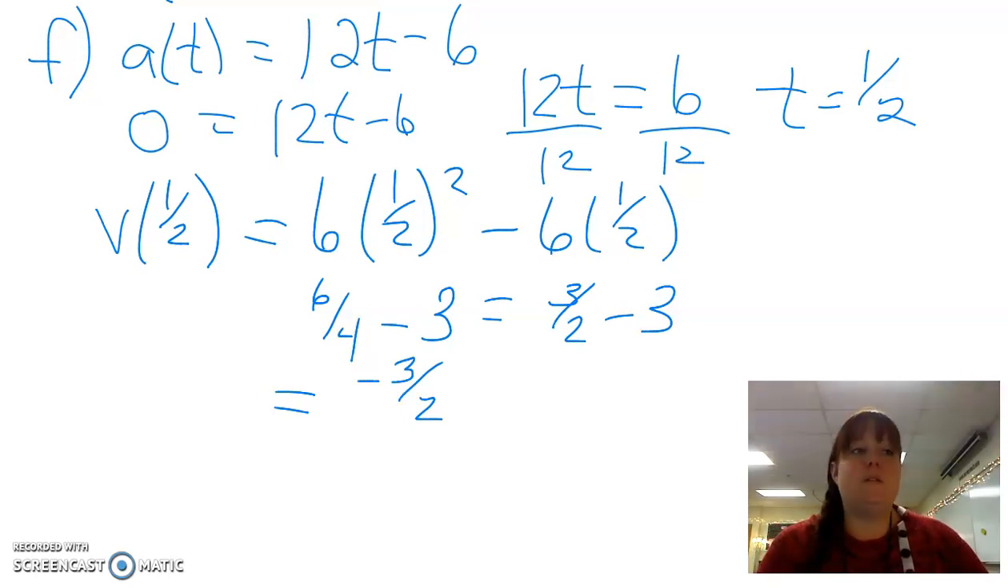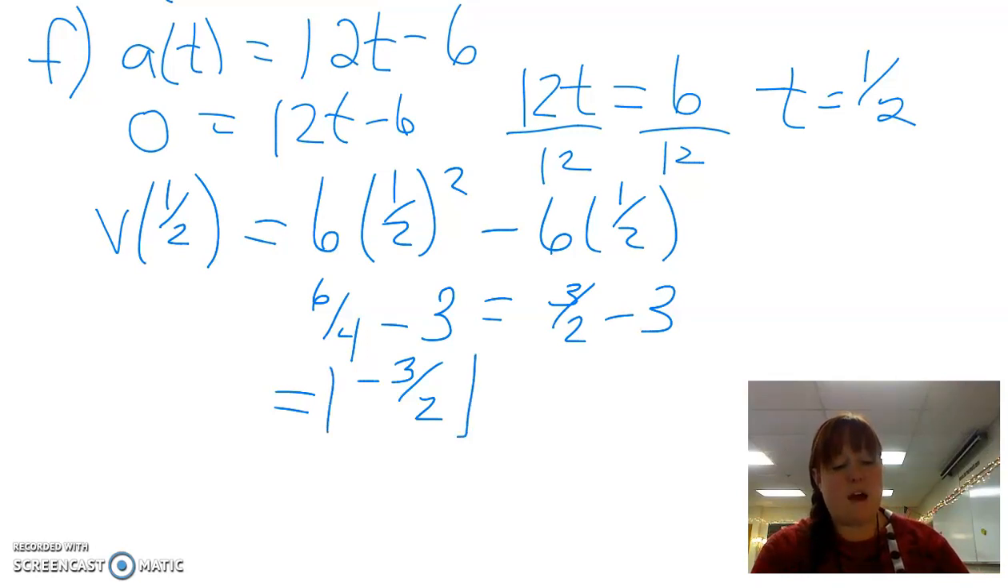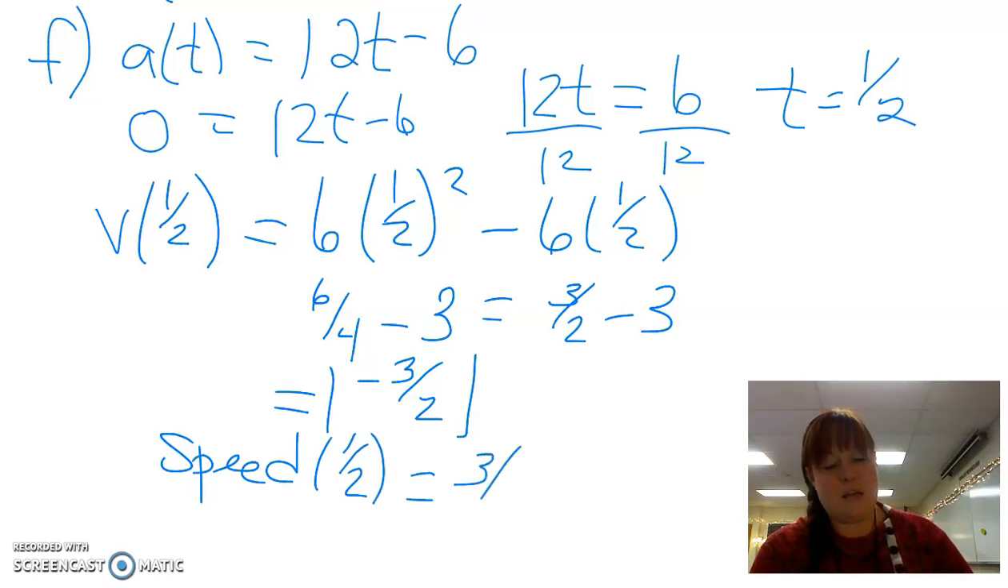Okay, now here's the thing. We know that this means it's moving in the left direction because it's negative, but it asks us for our speed. Speed does not have direction, okay? Speed just tells us how fast we're moving. It doesn't matter if we're going north, south, east, west, left, right. It's just how fast we're moving. So we always take the absolute value of our velocity to get our speed. So our speed at time equals 1/2 is 3/2. And we do have units, so it's going to be feet per second.